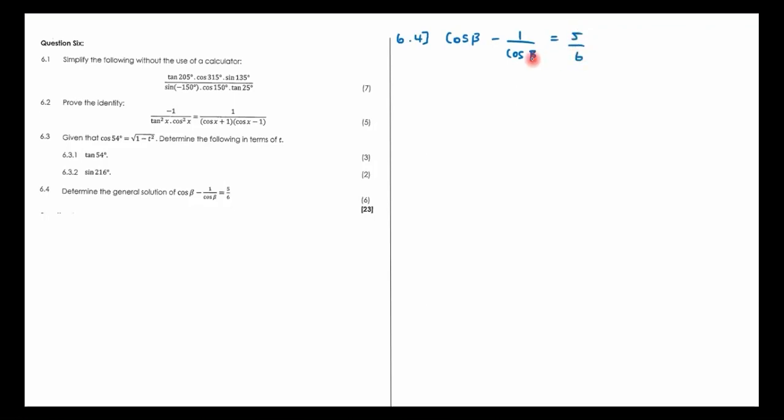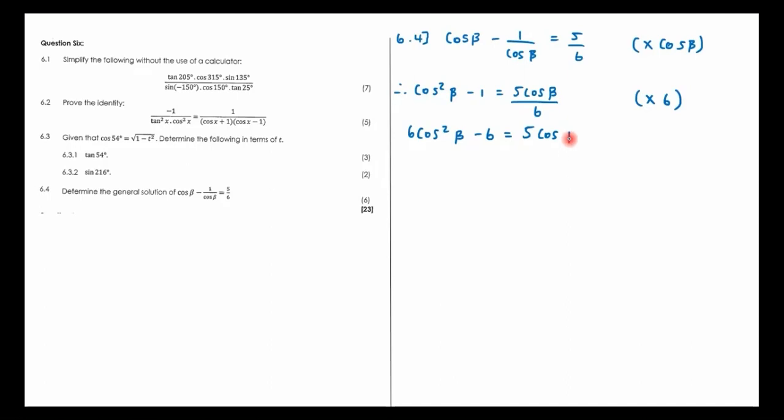First things first, I see there's a problem: we have cos beta as a denominator. So we're going to multiply by cos beta, because we don't like our trig ratios to stay as denominators. When we do that, this gives us cos squared beta minus 1 equals 5 cos beta over 6, right? Now I still have this 6 here, and I don't like that either, so I'm going to multiply by it, and this gives me 6 cos squared beta minus 6 equals 5 cos beta. Now am I happy with this one? Yes, I'm very pleased, by the way.